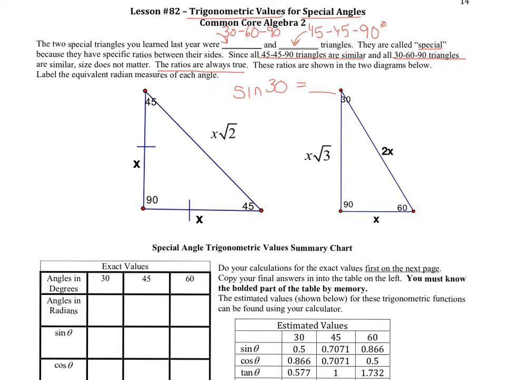Label the equivalent radian measures of each angle. So when you have a 45, 45, 90 triangle, the two legs are equal or congruent, basically because this is an isosceles triangle. And then the hypotenuse, if we went through the Pythagorean theorem, we would see is x radical 2. So this x could take any form, any number, but these ratios would hold true.